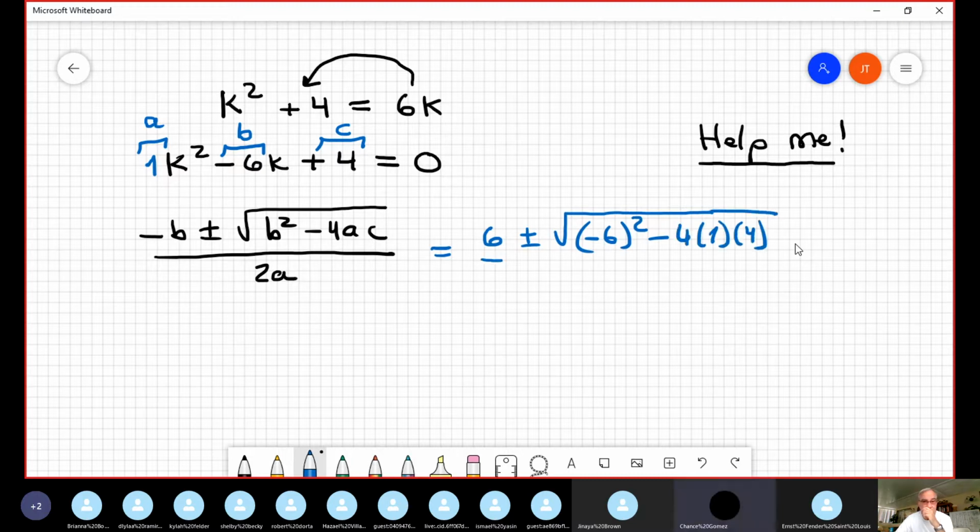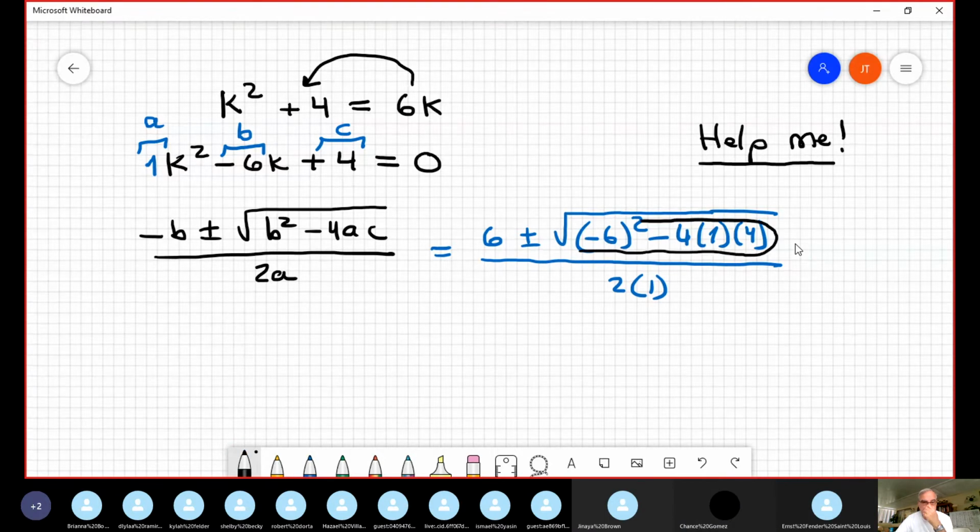Divided by? 2 times 1. Exactly. Okay, let's focus on the computation of the expression inside. Inside is negative 6 squared, 36, no? Yes. Minus 4 times 1 times 4. What's the answer? 4 times 1 is 4, and 4 times 4 is 16. And 36 minus 16 is 20. What about the square root of 20?